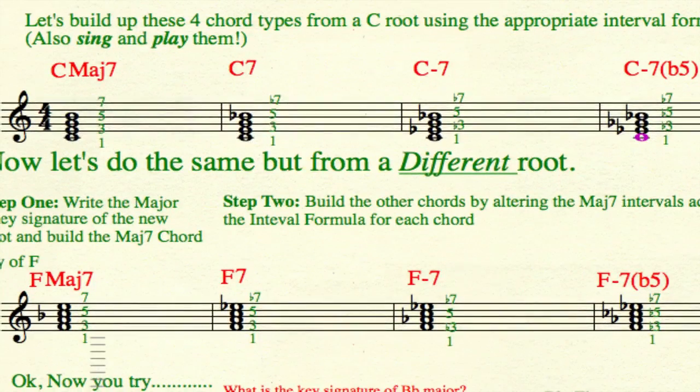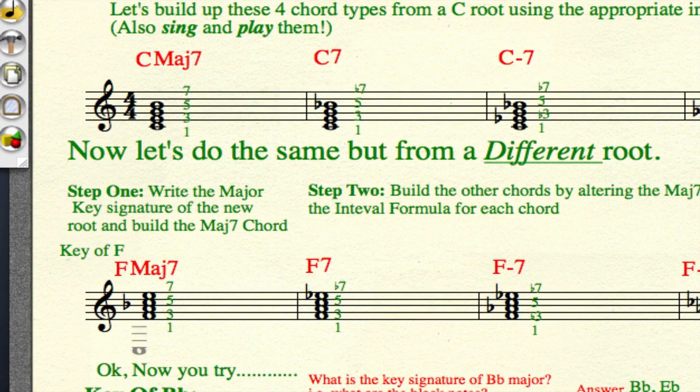Okay, the next level is to apply it to another key. So try the key of F. Step 1, write the key signature. Step 2, build up your 7th chord. Compare the key signature to the chord, see if it alters any of those notes. In this case it does not. Then step 3, build your other chords by applying the chord formula.